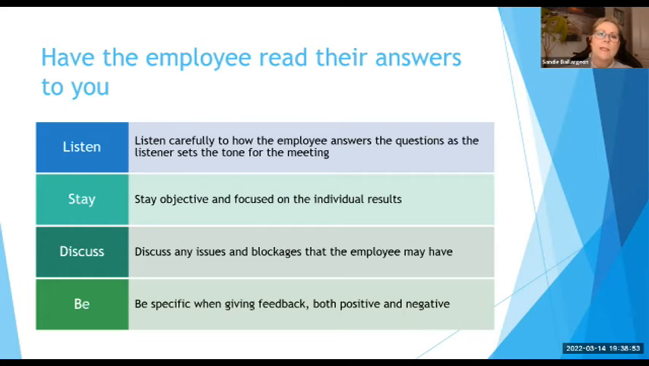Have the employees read their answers to the self-assessment out loud. Listen very carefully to what the employees are saying to you and how they answer the questions, and that helps to set the tone for the meeting. But stay objective and focused on individual results. Discuss any issues and blockages that the employee may have, and this is a really key point because they may not, for example, be able to meet your expectations because of a blockage.